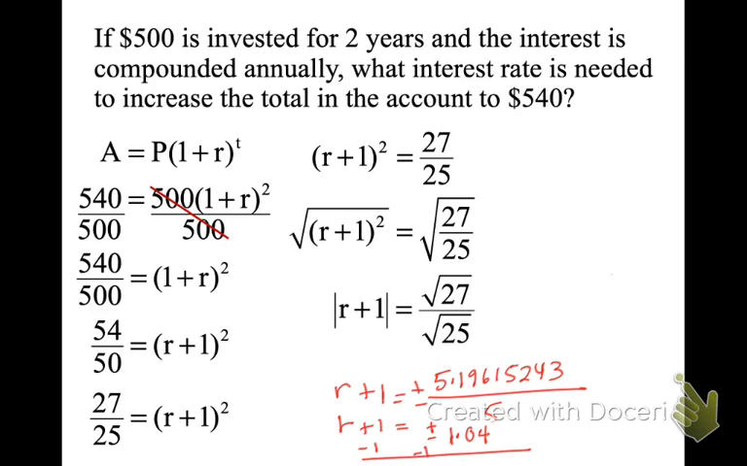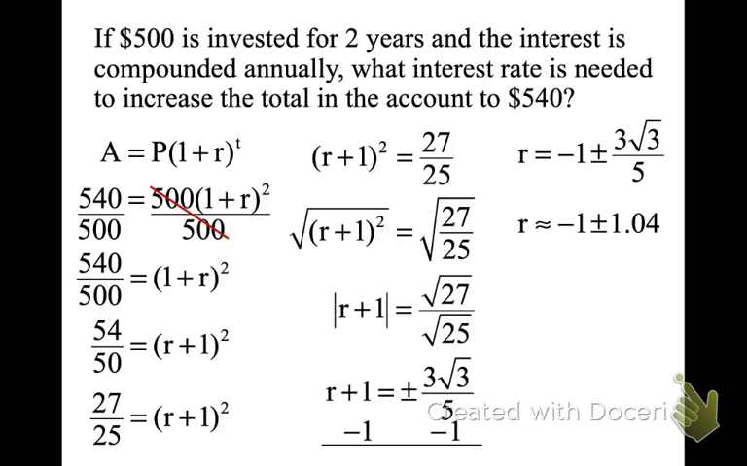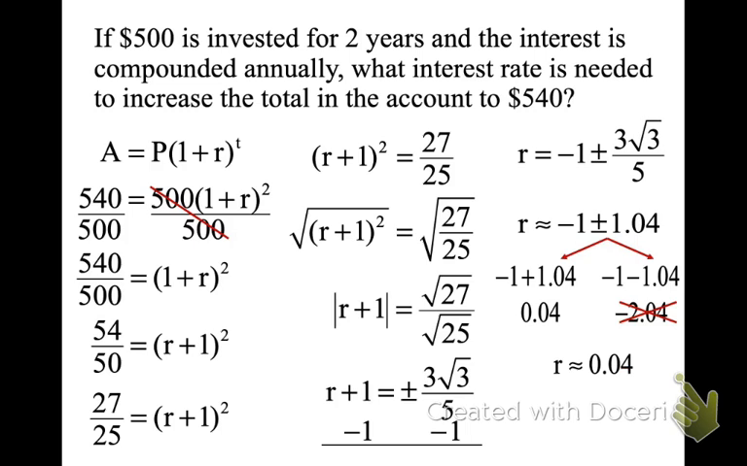We end up with, so you'll see that instead of doing 3 rad 3 here, I just go right to the decimal because you're going to have to simplify that anyways. Okay? So when I simplify that, I'm doing -1 plus or minus 1.04. And so -1 plus 1.04 is 4 hundredths. Okay? And -1 minus, that becomes -2 hundredths, and interest would never be negative. So my answer is 4 hundredths, and you have to convert that to a percent because interest rates are percent, so it's really 4% interest.